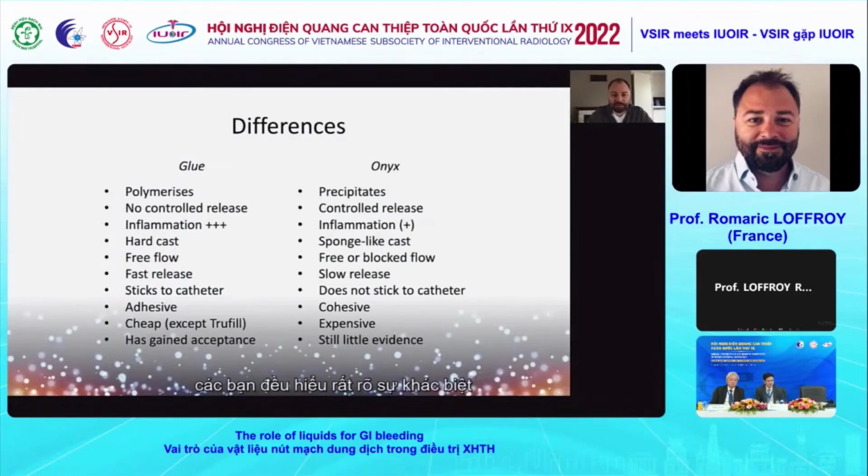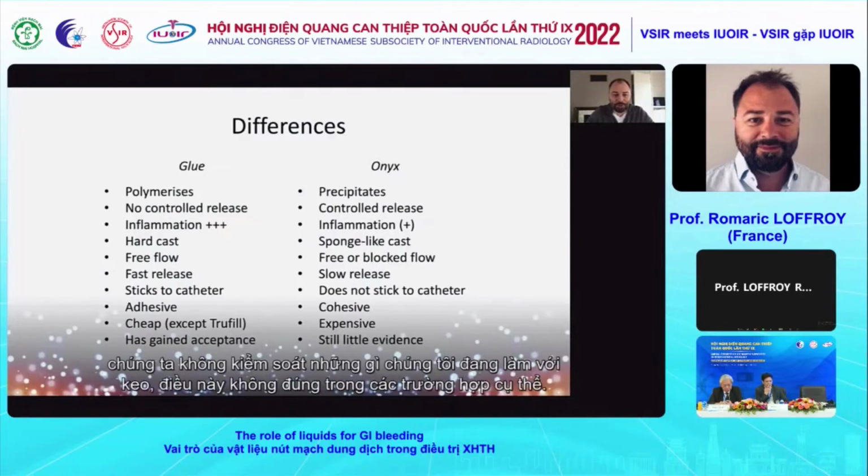Of course, you know by heart the differences between glue and Onyx, but in terms of copolymers, we have also EasyX, we have also Squid now from Balt, and Onyx from Medtronic, and glues, different glues: Histoacryl, Glubran 2 in Europe, and Magic Glue now from Balt. They all have the same behavior. One is polymerization, the other one precipitation. Both can be controlled. I don't like to say that we don't control what we are doing with glue. This is not exactly the case.